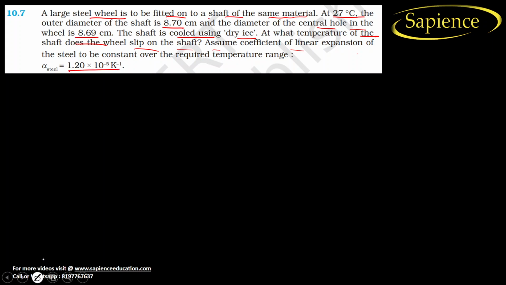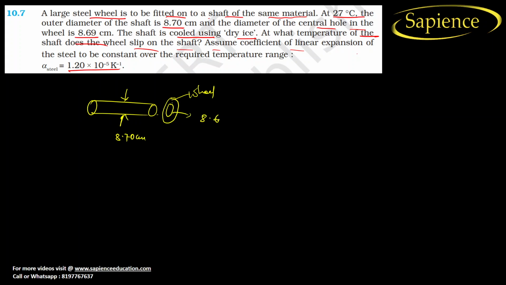So let us draw the diagram. Let us consider this is a shaft and there is also another hole. This is the wheel. Now the diameter of the shaft they have given is 8.70 centimeter, but the inner diameter of the wheel is given as 8.69 centimeter. So it is not possible to fit, right?